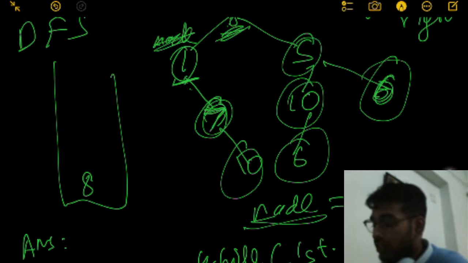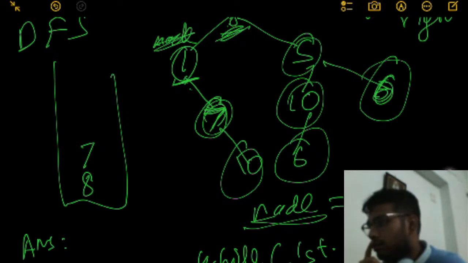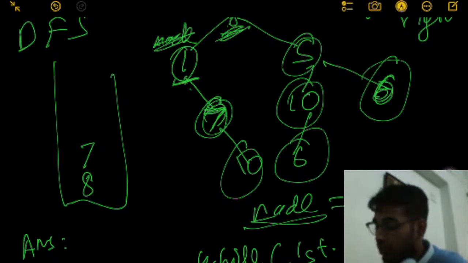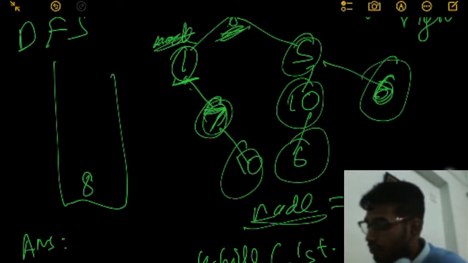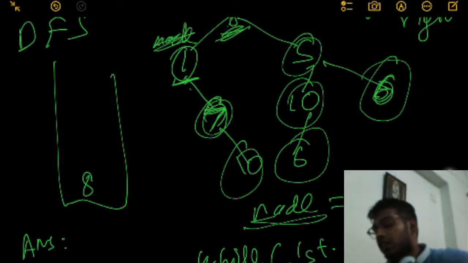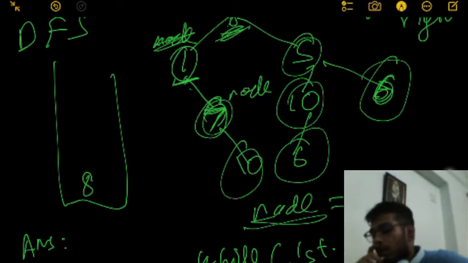So now that we had 7, we'll push in 7, actually we won't be pushing 7 right away. What we did was we added 1 to the answer, and we moved node over here. Okay, that's it.